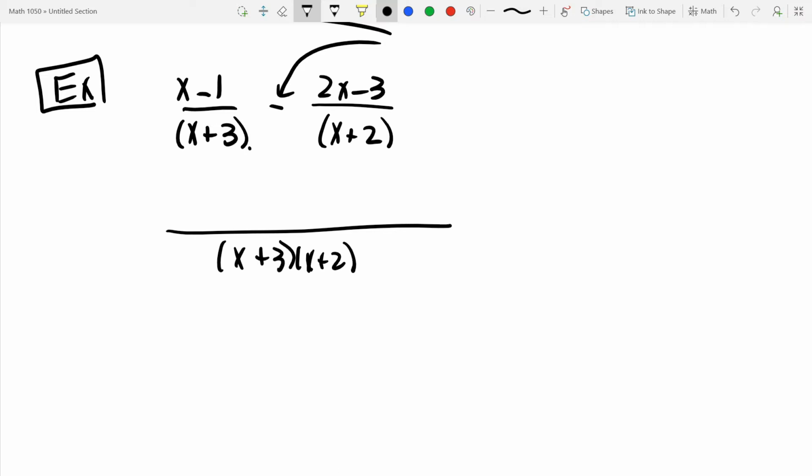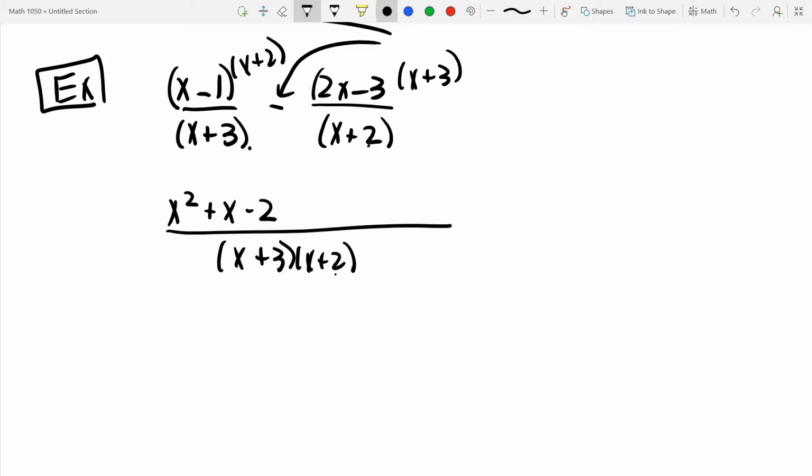Okay, this one right here has the x plus 3, he's missing the x plus 2. Put parentheses around the x minus 1, multiply x minus 1 times x plus 2, and you get x to the second plus x minus 2. This one has the x plus 2, he's missing the x plus 3.